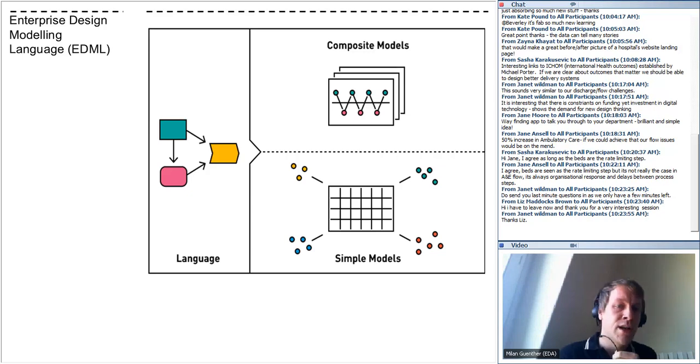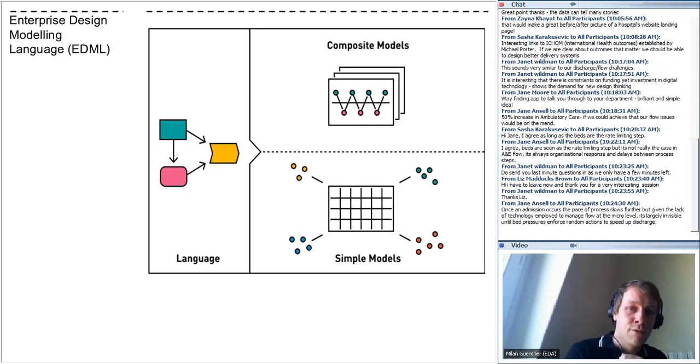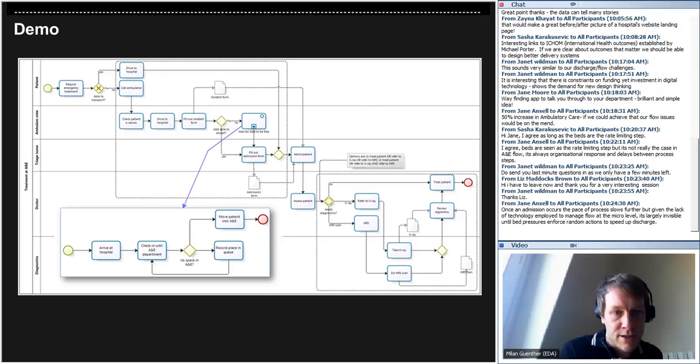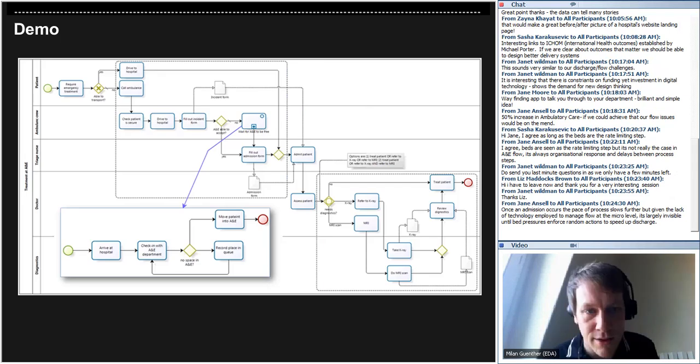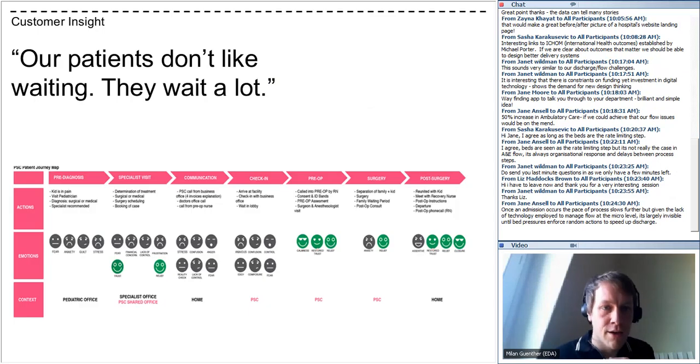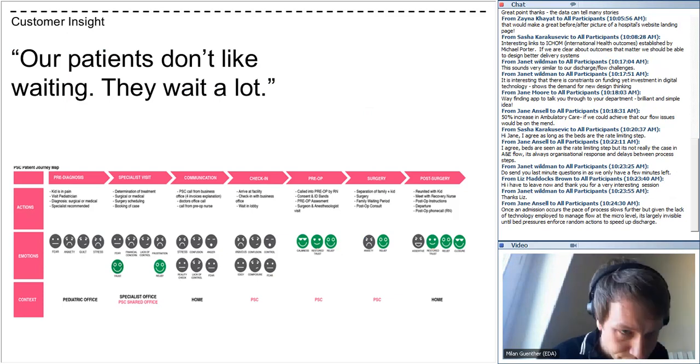So a very simple language of just three elements, which is squarish like a noun or an entity. We have fish process-like thingies for activities, and we have qualities, and then using this as one language to model different things, like, for example, processes, customer experiences. This is an example from our work with a startup, a healthcare startup here in Paris, where I'm based.